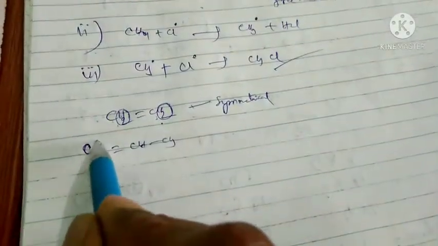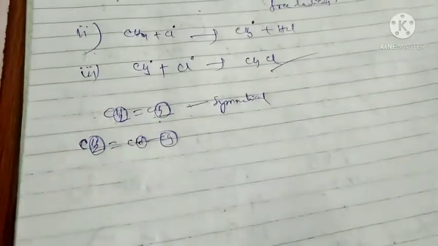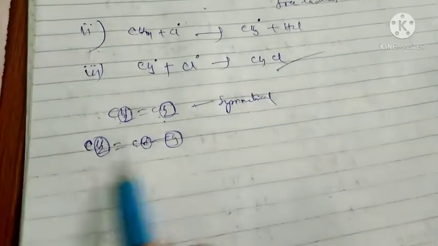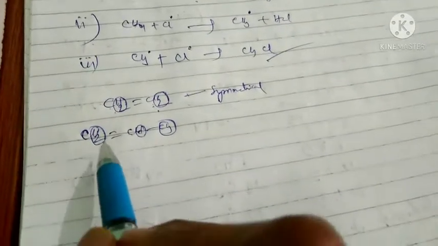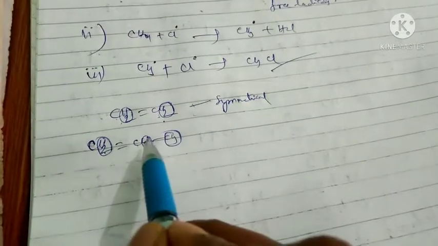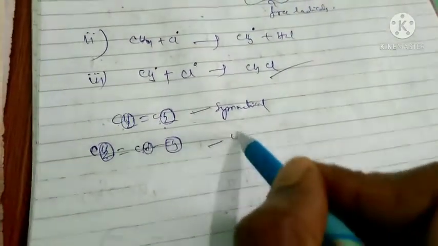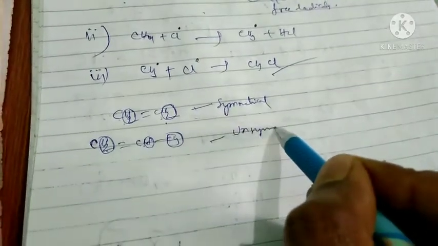This carbon contains 2 hydrogens, but this carbon contains 1 hydrogen and 1 CH3. So here the groups present on one carbon are not equal to the groups present on the other carbon. So such compounds are unsymmetrical.